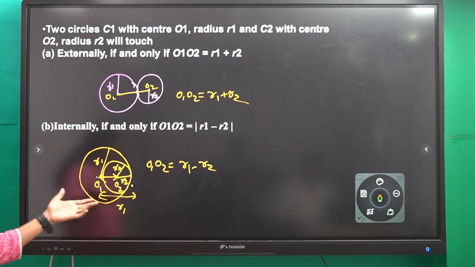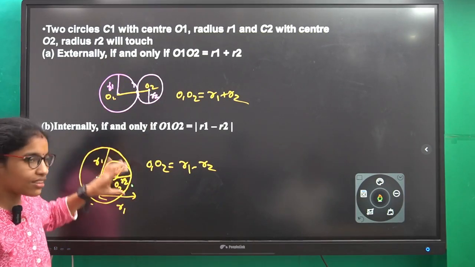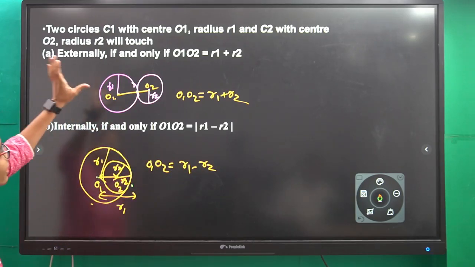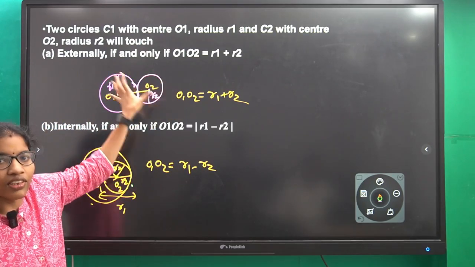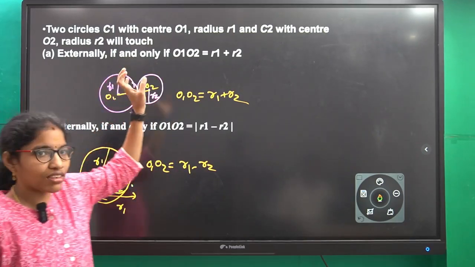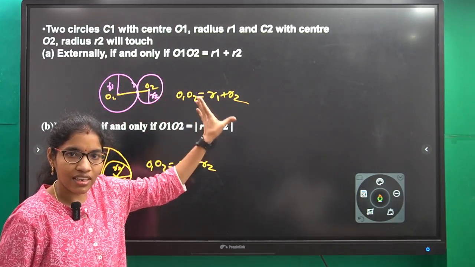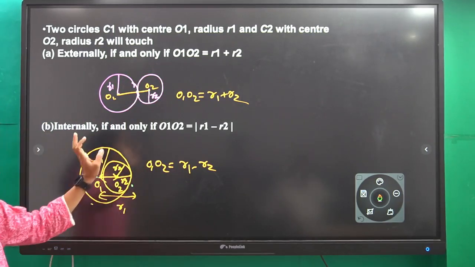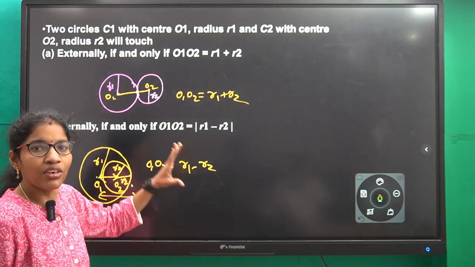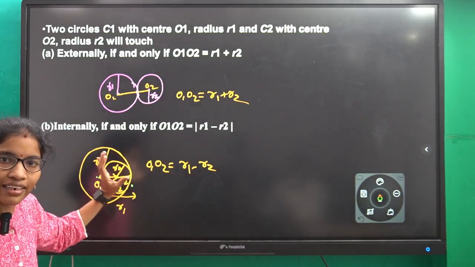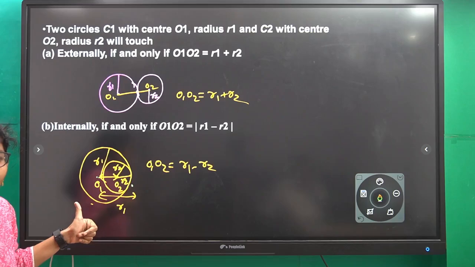Clear this one? So if the circles touch internally, then the distance between the centers equals the difference of the radii. If the circles touch externally, then the distance between the centers equals the sum of the radii. Clear? If the distance between the two centers equals the sum of the radii, then the two circles touch externally. If the distance between the two centers equals the difference of the radii, then the two circles touch internally. Clear these properties or not? Right?